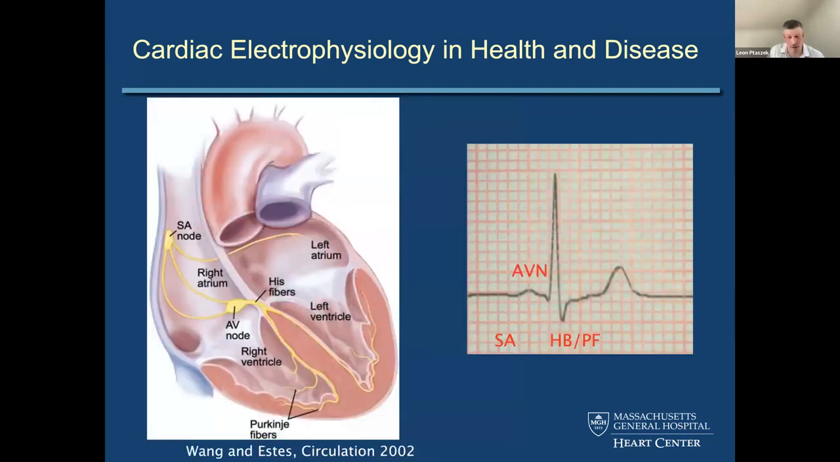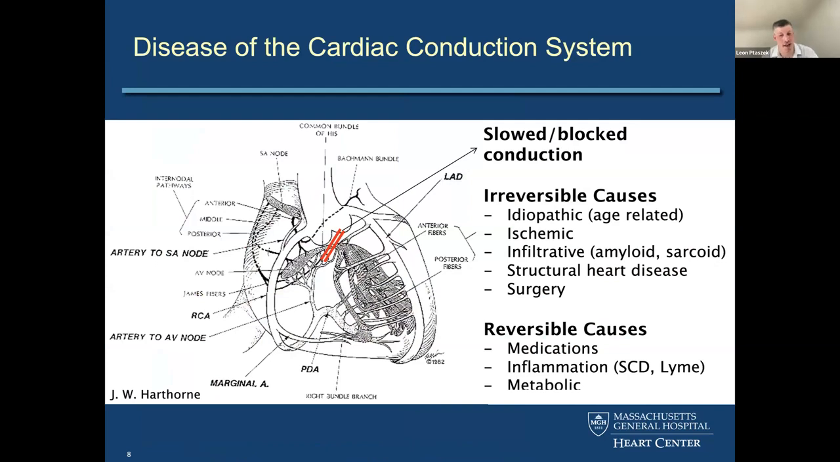And these different electrical events are manifest, as you well know, with different parts of the tracing on the ECG that we observe. Now, we're talking today because disease of the conduction system is exceedingly common. You can have slowed or blocked conduction anywhere within the conduction system, as shown in this diagram, which is a skeletonized view of the heart, in which you see the various components of the heart's electrical conduction system with respect to their position according to the coronary arterial tree. Now, generally speaking, conduction system disease can be due to irreversible or reversible causes.